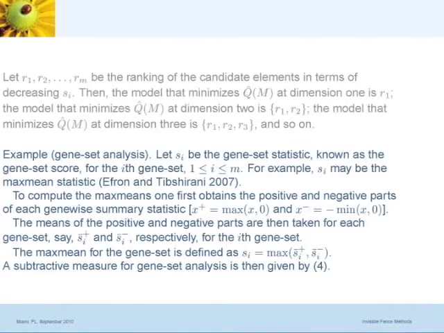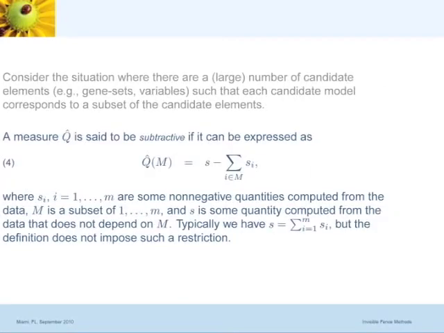So then you take the means of these positive and negative parts, and you call them S_i bar plus and S_i bar minus. Then you take the maximum of these two. That's what we call max mean. So just an example of S_i: let's say we use this S_i. Then you can define a subtractive measure Q_M by this earlier equation number 4, with S_i being the max means. So that's just an example of a subtractive measure.